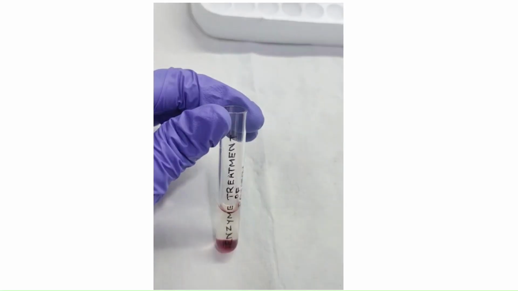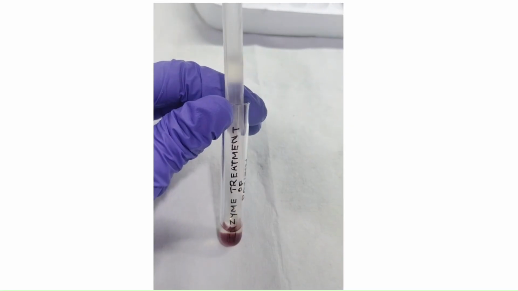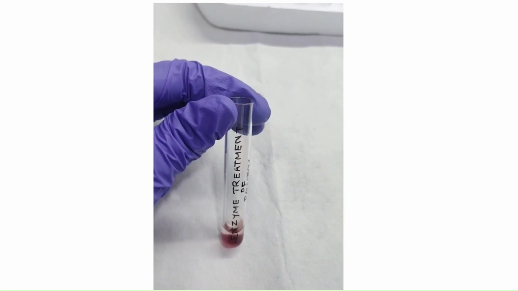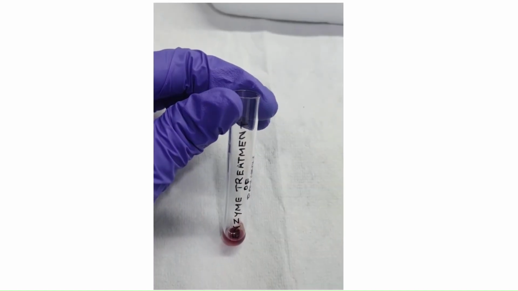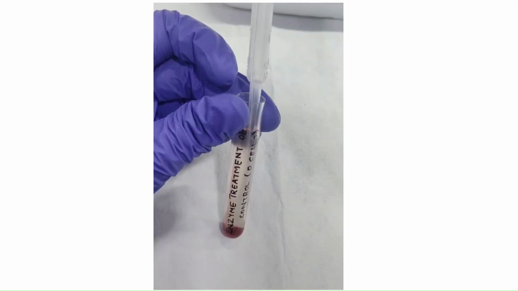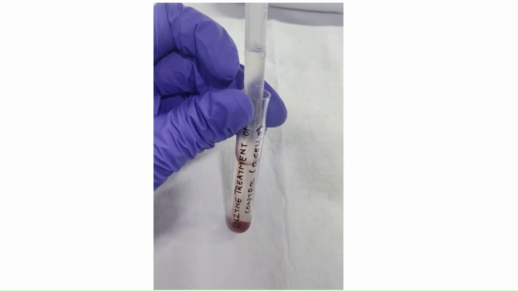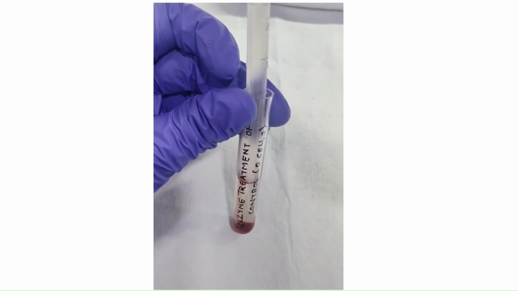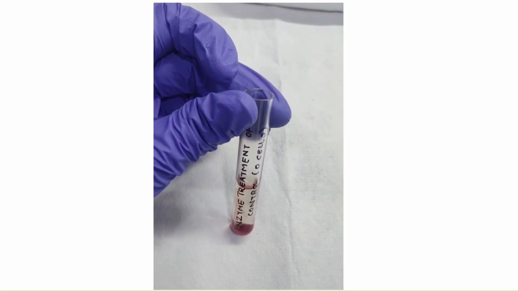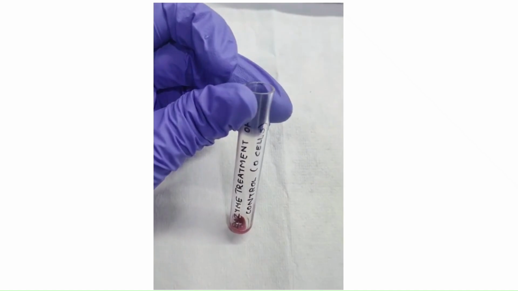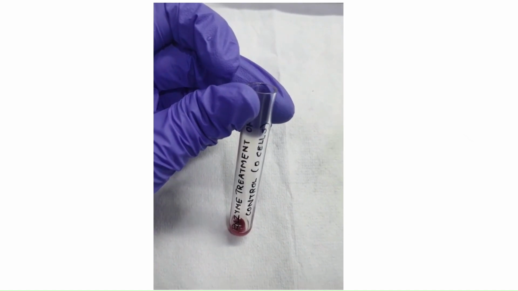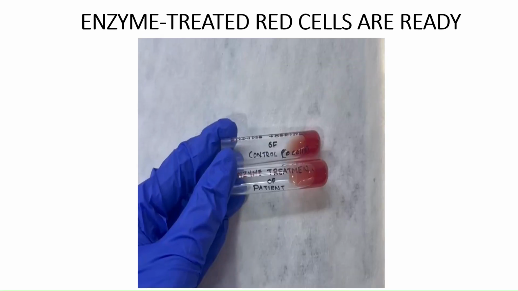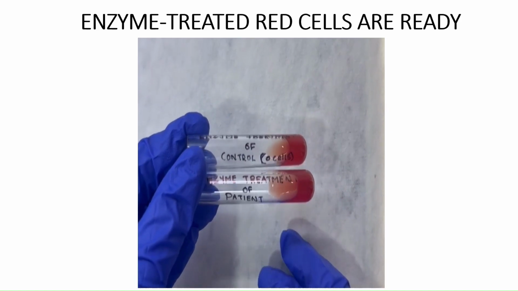After centrifugation, remove the supernatant saline. The washing is to be performed at least 3 times. This is our third wash and we have removed the supernatant saline. Now we are removing the supernatant saline in the enzyme treatment of control tube. And these red cells should be made into a 3% red cell suspension to perform the grouping. Now enzyme treated red cells are ready to use.